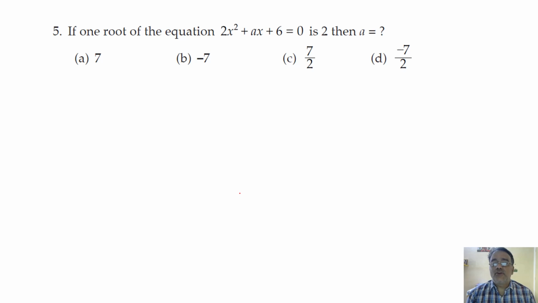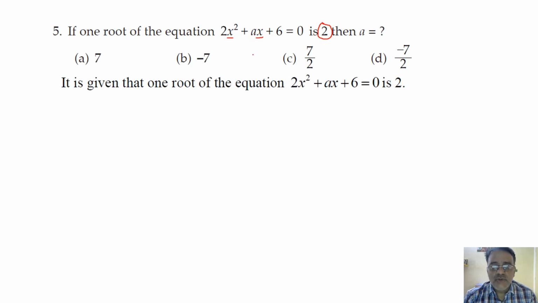If one root of the equation is 2, then a is equal to dash. So one root को solution भी बोलते हैं, right? तो इसका solution 2 दिया हुआ, that means it will satisfy. So we will substitute 2 in place of x here. So 2 into 2 square plus a into 2 plus 6 is equal to 0. So see, this is 8 and plus 6, it will be 14. So 2a plus 14 is equal to 0.